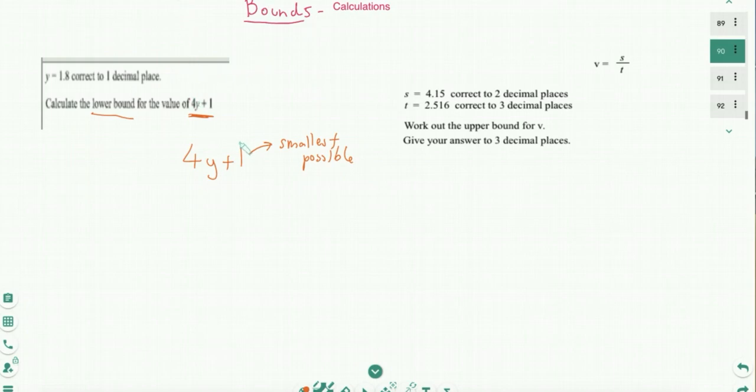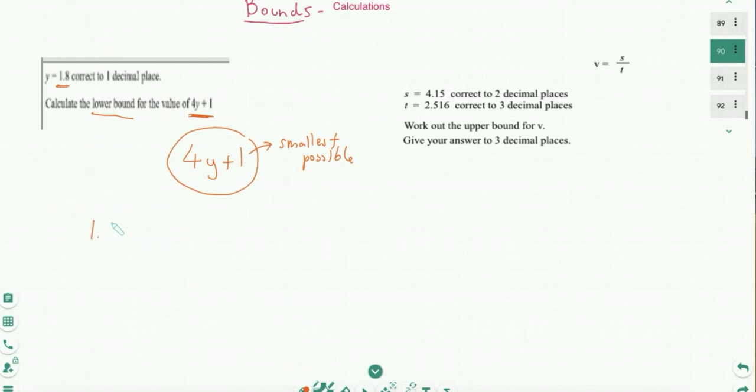So if I'm trying to find the smallest possible value for this expression, I first have to replace this y value with a number. And we have to just figure out, should I replace y with 1.8, or should I replace it with its upper bound or its lower bound, which we'll find? Well, let's first find the upper and lower bound of value y.